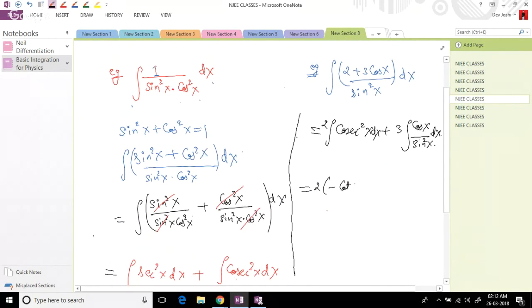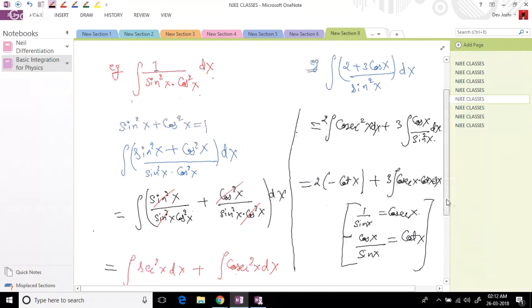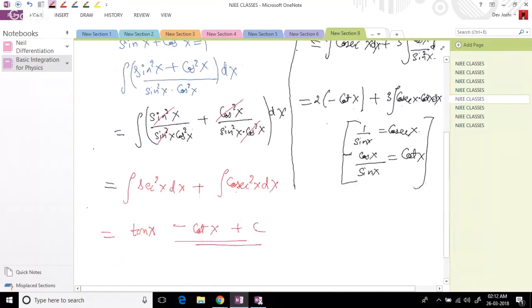That is going to be equal to minus of cot x. Plus 3. See, here we are having cos x upon sin square x. Cos upon sin is going to be what? Cot x. And 1 upon sin is going to be equal to cosec x. So cos upon sin square can be written as cot x into cosec x. You can write down in brackets that 1 upon sin x is equal to cosec x, and cos x upon sin x is basically equal to cot x. So this you must know, correct? So on the basis of that, we can write it down as minus of cot x plus 3 cot x cosec x dx.